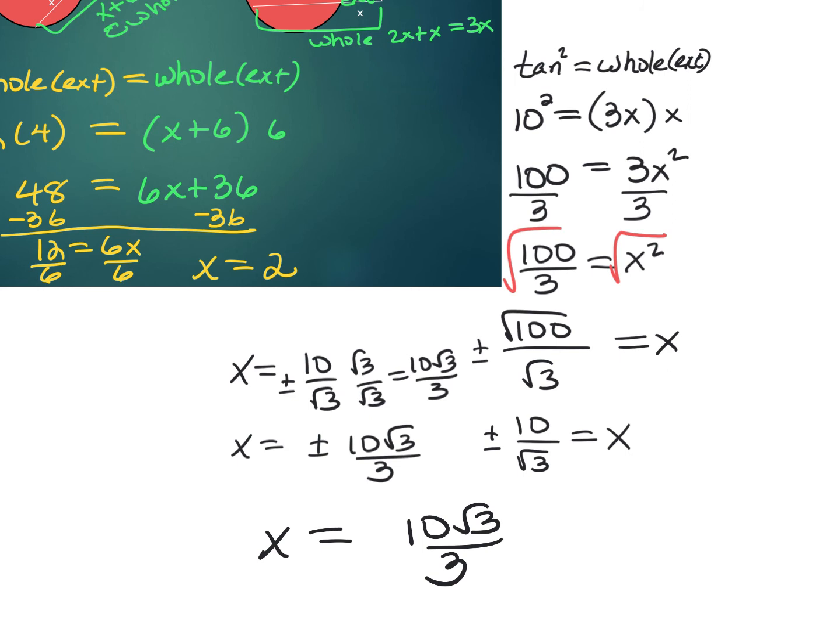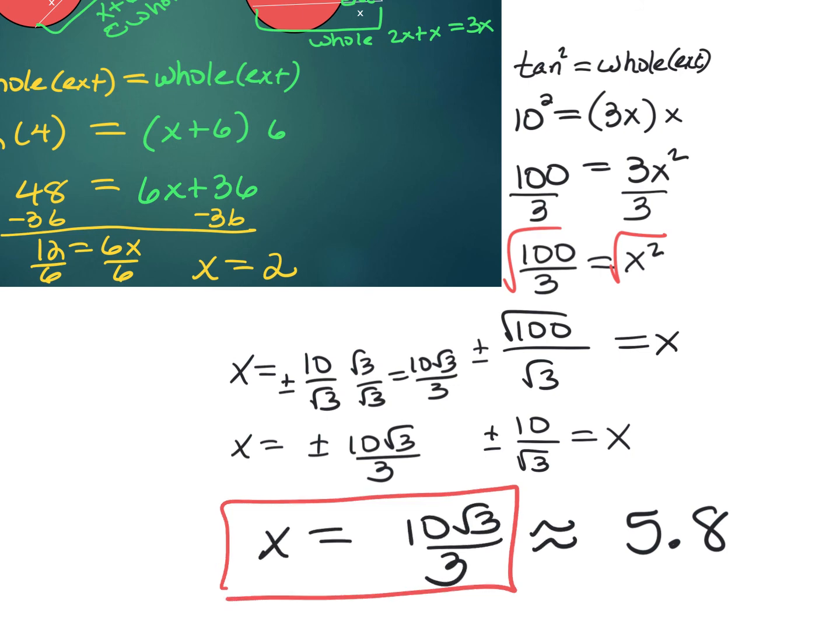If you happen to get any questions on an SAT or on Big Ideas, and they say round to the tens place, this is actually equal to 5.77 something, so rounded to the tens place, 5.8. But again, on the test, we're not using a calculator, so you would leave it as 10 square root 3 over 3. We're only keeping the positive answer.